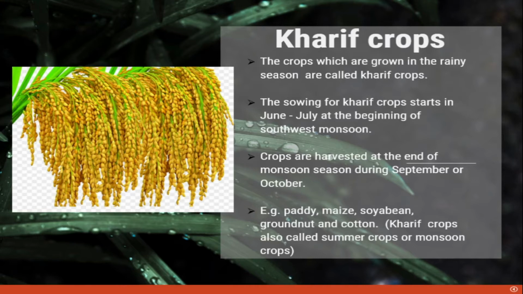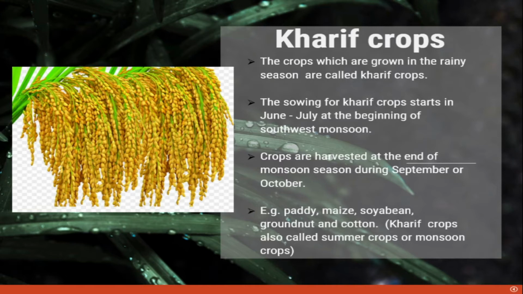Usually, the seeds of these crops are sown in June or July, at the beginning of the southeast monsoon. Usually, these crops are harvested at the end of monsoon, in the month of September or October. So within 6 months, we can get yield from these crops. Examples: paddy, maize, soya beans, groundnut, and cotton. So these are all the examples for kharif crops.